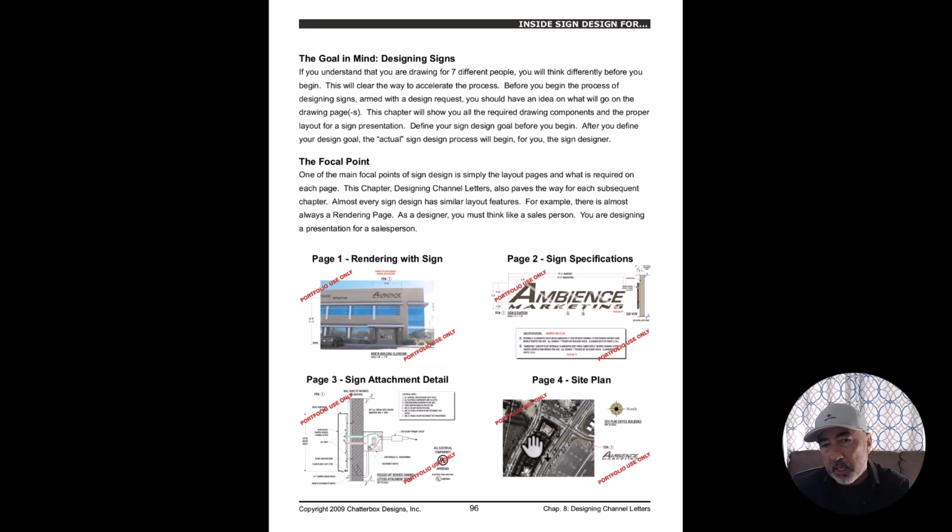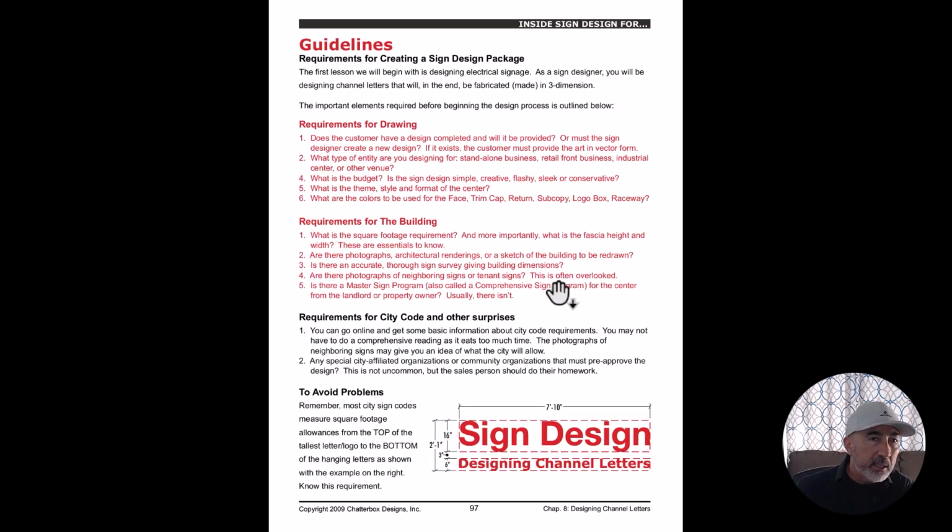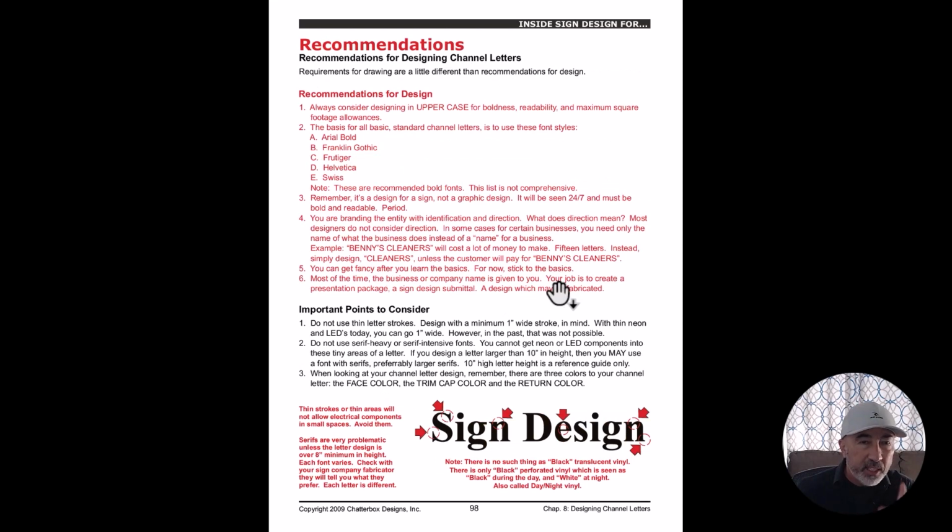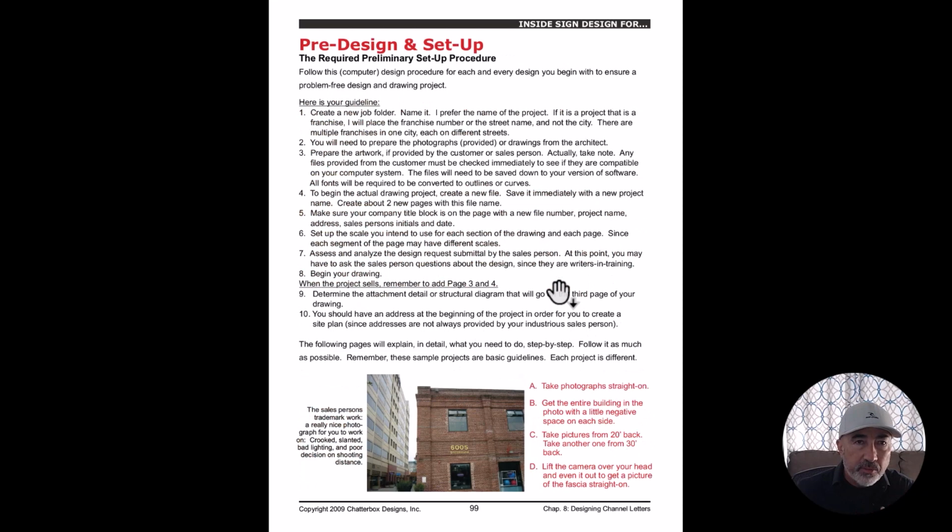And this Google satellite map is no longer being used for most big cities. Most cities want a line art drawing. You can still get away with it in some cities, but most cities are now changing over. So let's go to guidelines. This is very, very important. So anything in red, everything in red, is for designing channel letters.